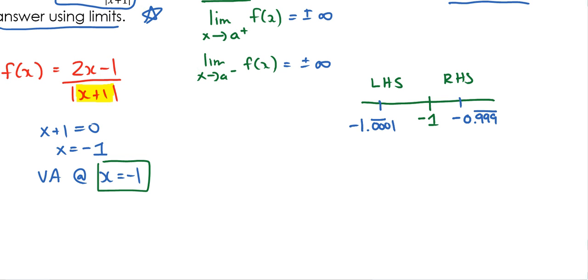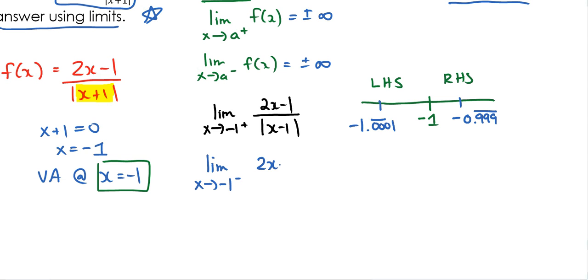Okay, so I have my number line set up, and then I'm going to write my limit statements. So I have the limit as x approaches -1 from the right of (2x minus 1) divided by the absolute value of x minus 1. And I also have the limit as x approaches -1 from the left of (2x minus 1) divided by the absolute value of x minus 1. Okay, so let's take a look at this.